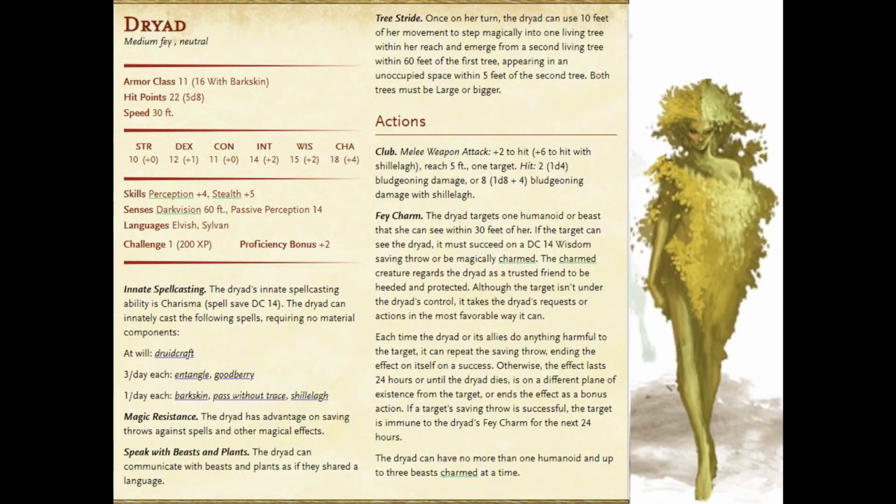Okay, so we have a total of 6 Entangle spells, 6 Goodberry spells, that's 60 points of healing right there, and 2 Pass Without Trace spells. This is with 1 4th level slot. So basically, if you don't want to expend a preparation slot for Pass Without Trace, you can summon 2 Dryads, get the Pass Without Trace, then you get 60 points of healing and 2 Entangles for combats.